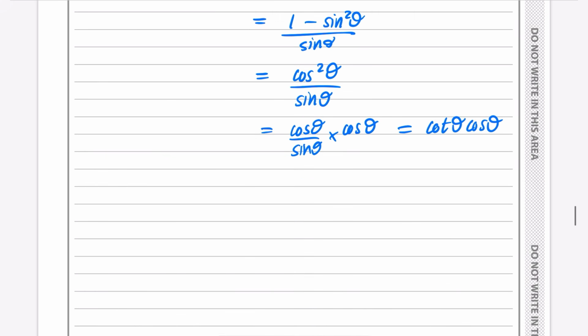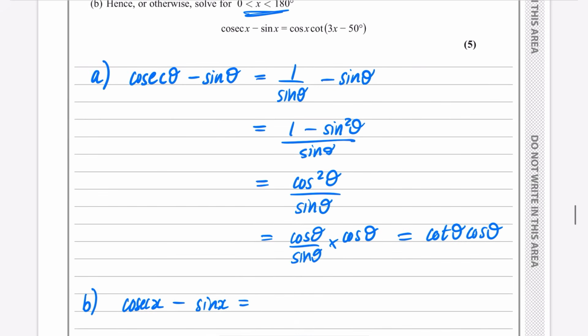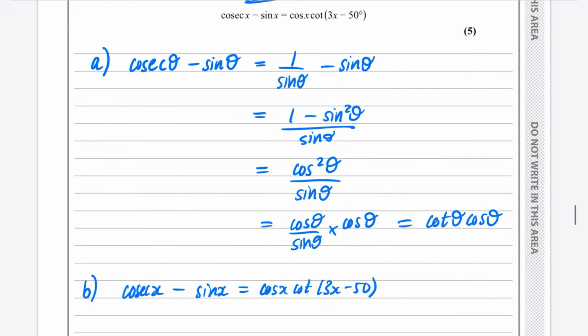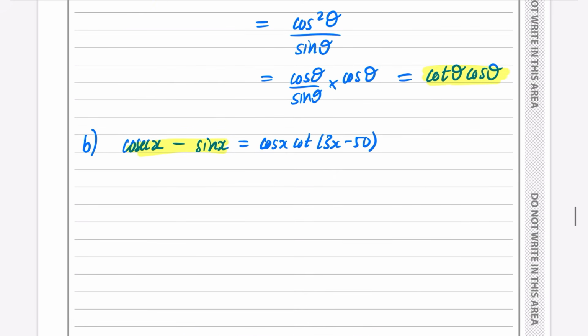So I'm just going to write it out so that I've got it to refer to. It is cosec x minus sine x equals cos x cot of 3x minus 50, and it's all in degrees here. So always what you do in these questions is whatever you've just done in the previous part of the question, which we see here, just replace it with what we said it was equal to. So I'm going to replace it not with cot theta, but with cot x cos x. And now I can just continue. So I get cos x equals cot of 3x minus 50.